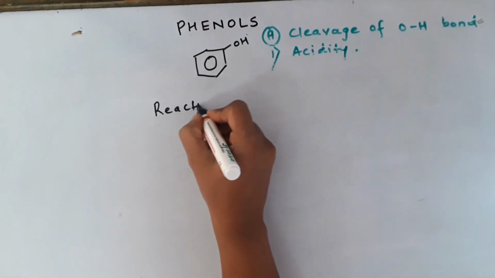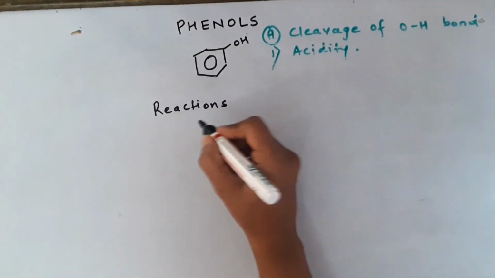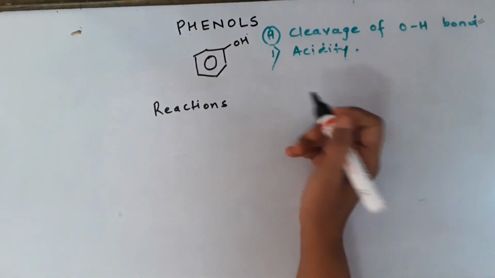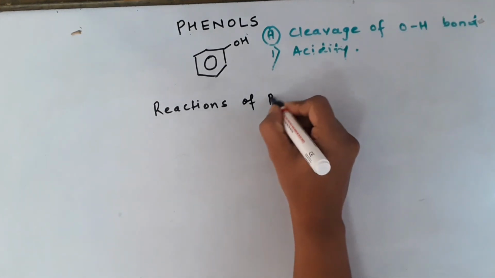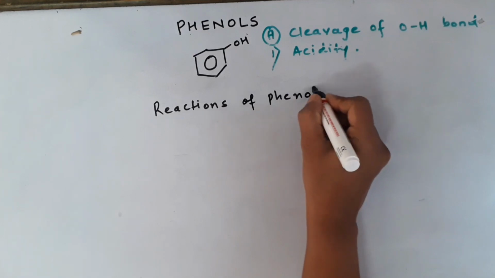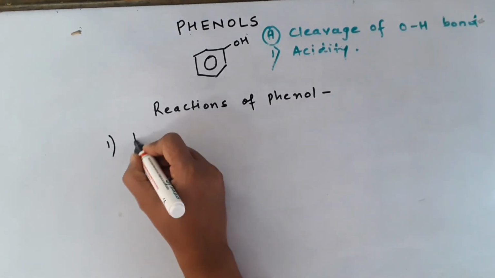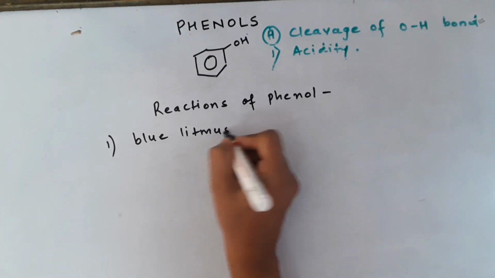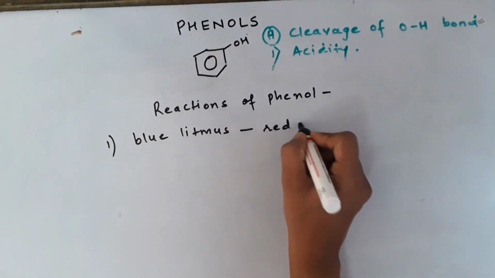Let's see some of the reactions of phenols which we can use to test the acidity of phenol or to test that the functional group is phenol. So these tests can be performed by us in the lab. The first test, as I told you, is the blue litmus test, which will be turning into red color.